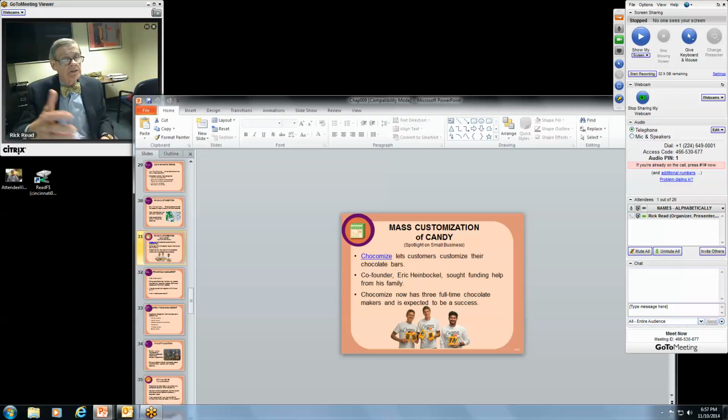This is just some mass customization of candy, spotlight on small business. You can see this on page 243.